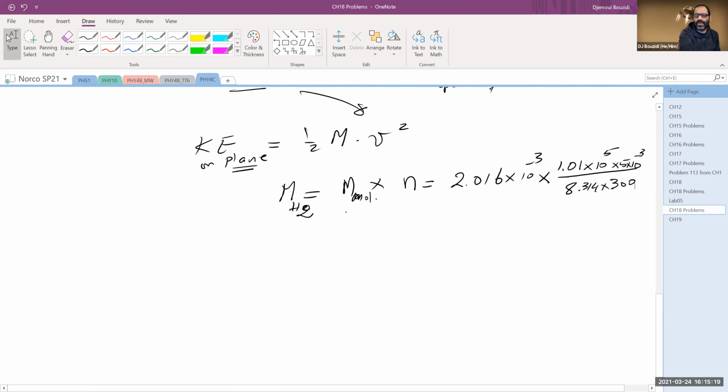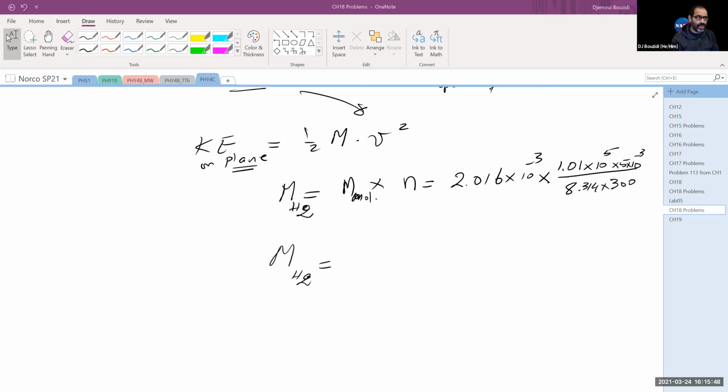So let's do this number in here. It should not be a big number because this is hydrogen after all. It's the lightest gas. So let's do this. What we have, 2.016 times 10 to the negative 3, I should have really fixed those powers, but that's fine, times 1.01 times 10 to the power 5, I'm sorry, times 5 times 10 to the negative 3. When you're doing problems like this one, you really have to pay attention to your powers, okay? Sometimes that's when you get a lot of mistakes in the calculations. Divided by 8.314 times 300 in the denominator.